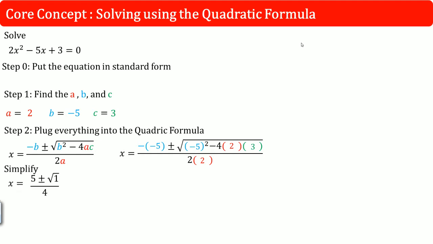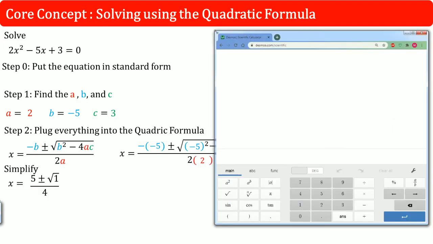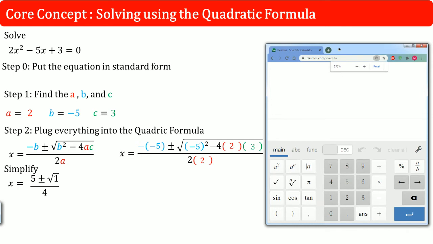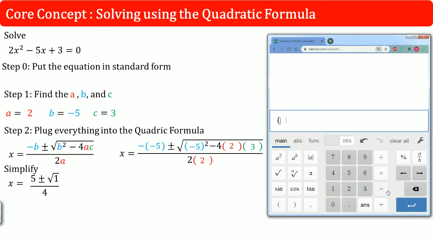I get 5 plus and minus square root of 1, divided by 4. That 5 came from the negative times the negative 5. The bottom, 2 times 2. But where did that 1 come from? This is when I use my Desmos graphing calculator to help me out. I don't know what was inside that parentheses, right? So I just enter it the same exact way I see it. And in that process, I saw that it got me 1.